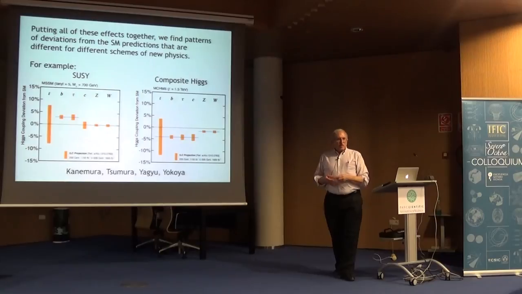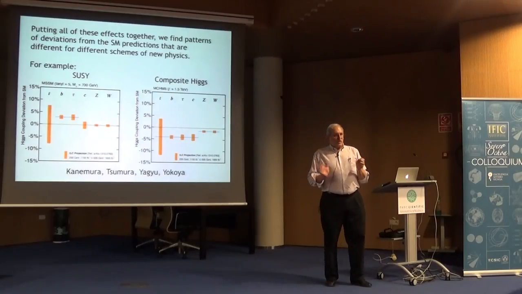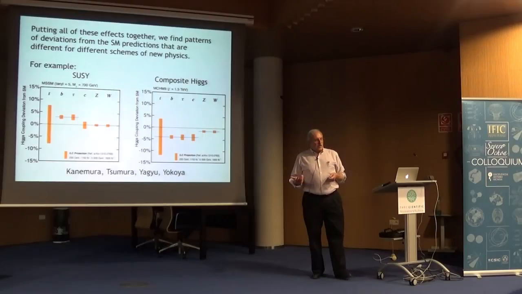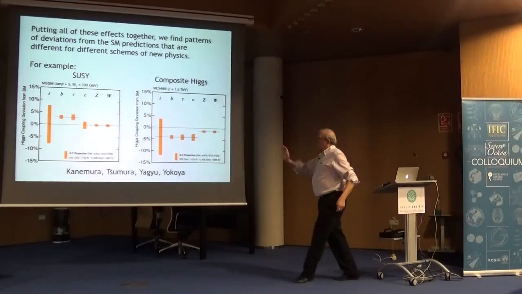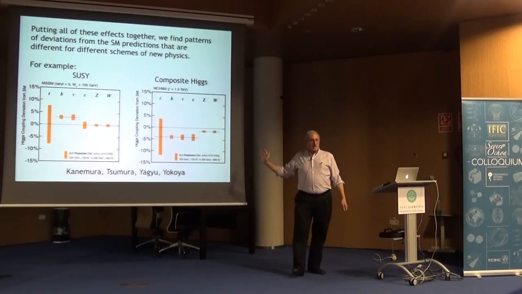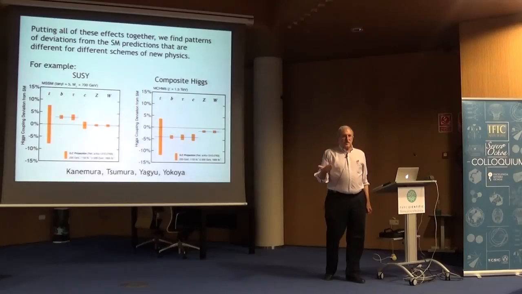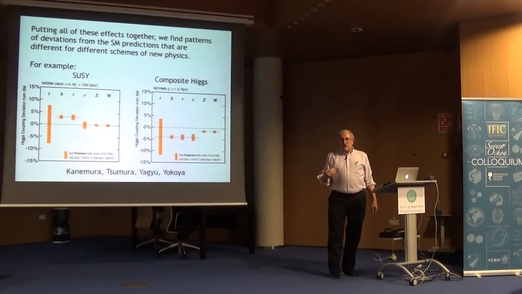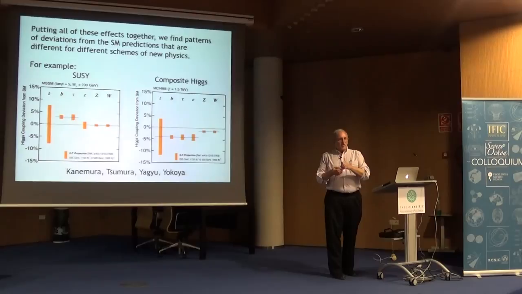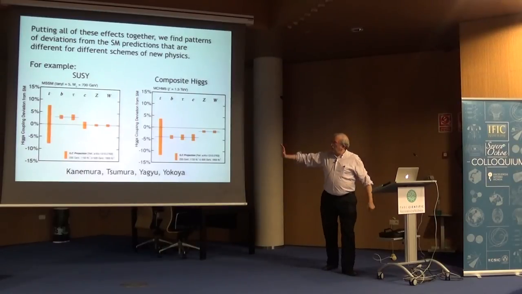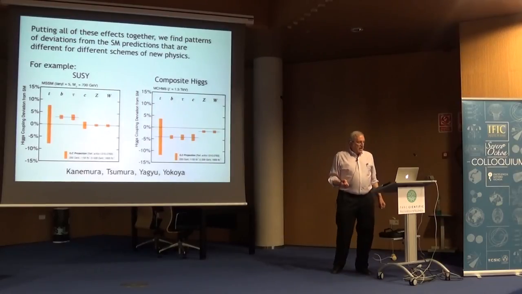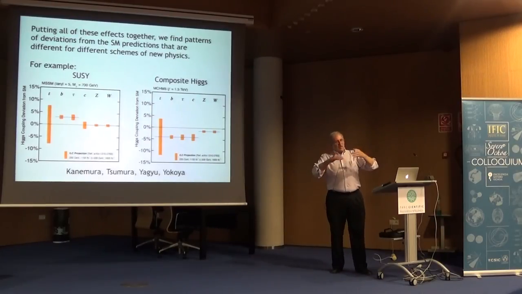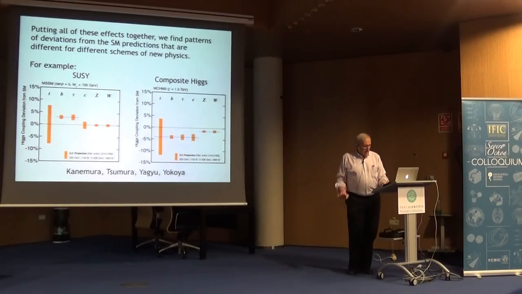Putting all of the effects together, we find patterns of deviations, which are different in the different classes of models. And so this now becomes really interesting. If you could make these percent level measurements, you could tell the left-hand side from the right-hand side. The left-hand side, in terms of the physical intuition that I've given you, is an indication for supersymmetry or some kind of model with extra Higgs fields. The right-hand side is an indication for a model with Higgs boson and top compositeness. So one has the ability to read the pattern of corrections from the standard model and then try and figure out from that what's actually going on.